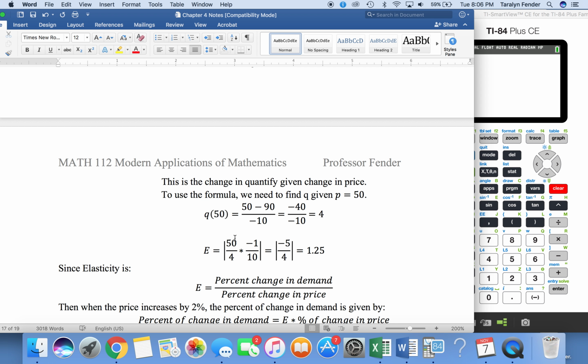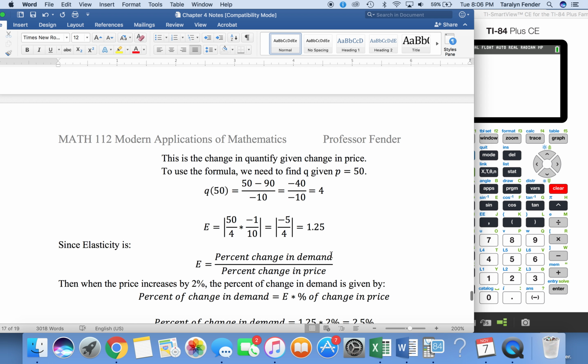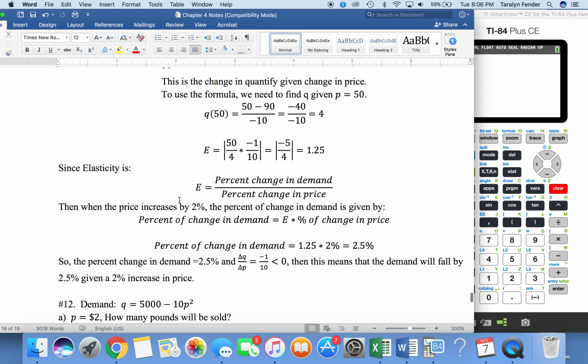Elasticity, we have 50 is the price, 4 is the quantity, times negative 1 over 10. That gives us negative 5 over 4. Take the absolute value, and we have 1.25. If the price increases 2%, we take that 1.25 times the 2%, and we have 2.5%. Now, what does that mean? The change in demand will be 2.5%. This means that the demand will fall by 2.5% given this 2% increase in price because this value is negative.